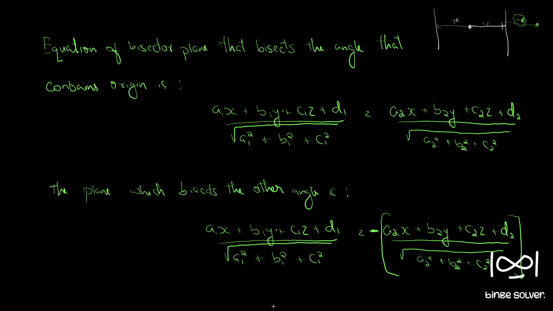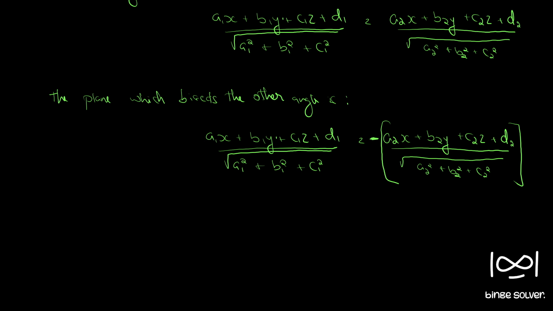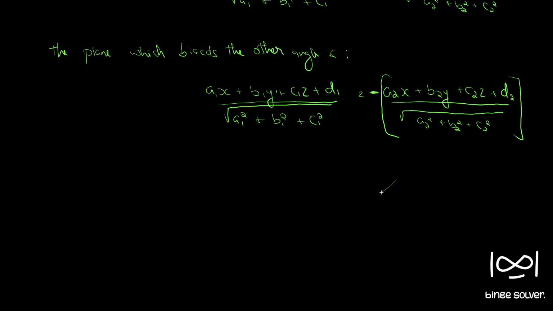So these are the two equations of bisector planes. This is the bisector plane that contains origin. So what does that mean? I will just show you. Suppose we have two planes like this which bisect.